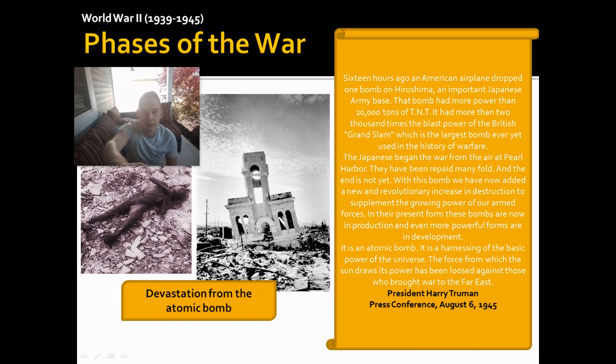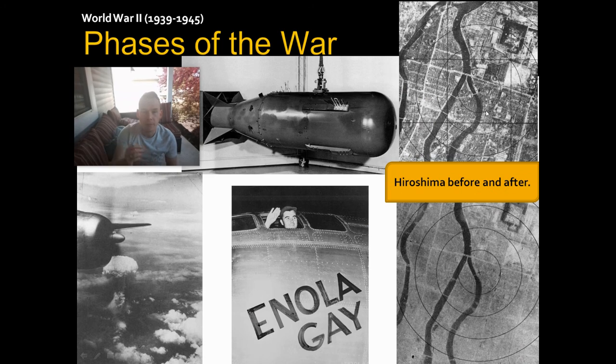Was the dropping of these two bombs, Little Boy over Hiroshima and Fat Man over Nagasaki, was that the correct decision of Truman to do given the circumstances? And that's a personal decision that you're going to have to reflect on. Let's take a look at some of the evidence from the explosions.